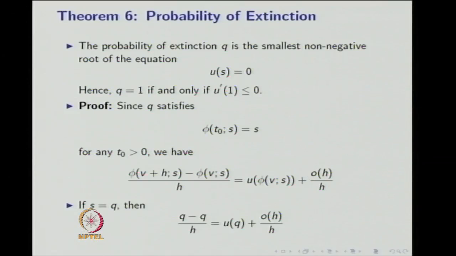Now we are moving into Theorem 6, how to find the probability of extinction. We conclude q is the probability of extinction for the continuous time branching process. So, in this theorem we are giving that the probability of extinction q is the smallest non-negative root of the equation u(s) = 0.